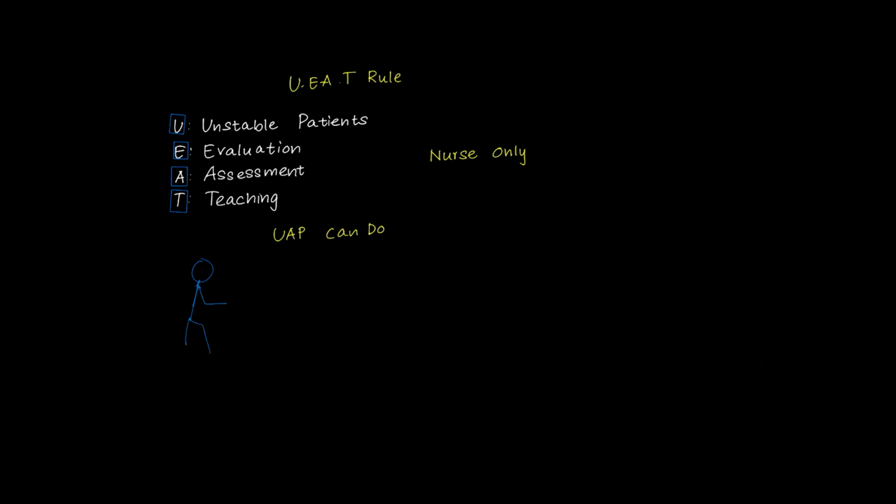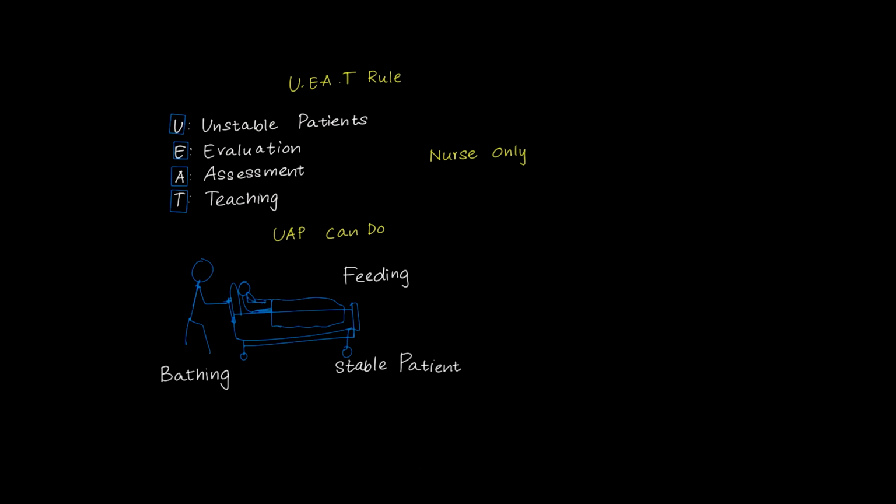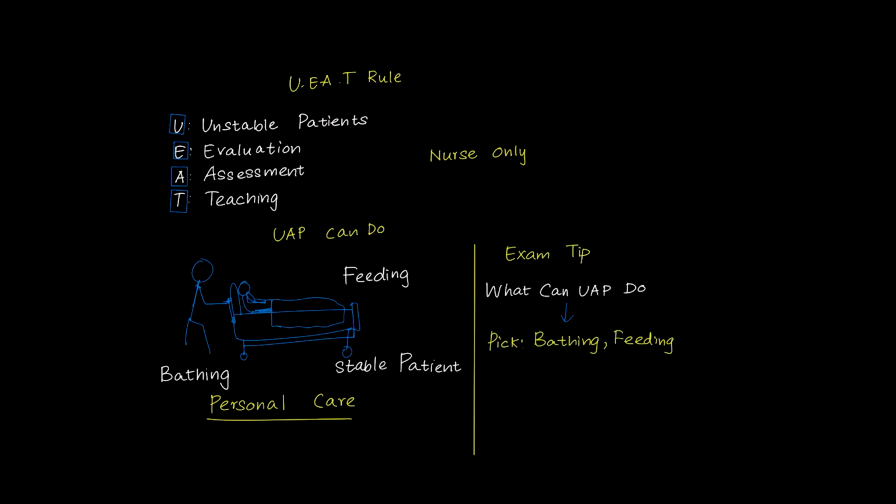Bathing and feeding a stable patient falls safely inside the UAP's scope. Those are personal care tasks that do not require clinical judgment. Initial admission assessment falls under the UEAT and stays with the licensed nurse. Primary medication teaching for a diabetic falls under the T and also stays with the nurse. Evaluation of post-operative wound drainage falls under the E and requires licensed judgment. Bathing and feeding a stable patient is the only option that matches UAP scope.